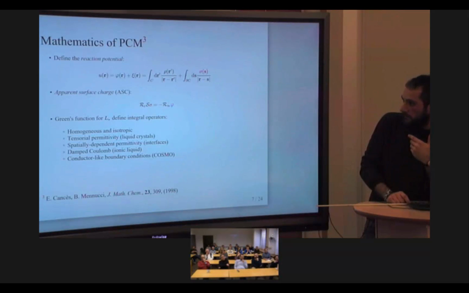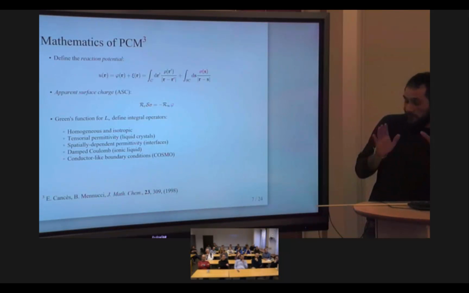And this equation features on the right-hand side the electrostatic potential generated in vacuum by the charge density, and on the left-hand side, as unknown, the apparent surface charge sigma. And this equation is completely independent of the way we define the environment, since it depends solely on the form of the Green's function associated with the differential operators L that I have presented before.